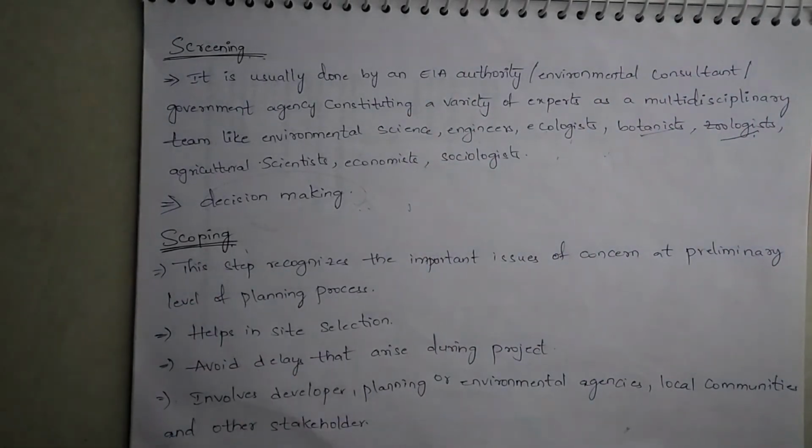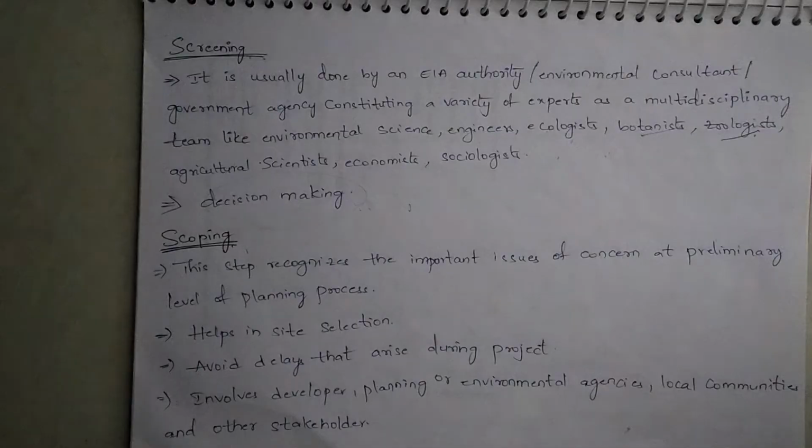Second one is scoping. So what does scoping mean? This step will recognize the important issues of concern at a preliminary level, that means at a basic level, the first level of the planning process. So it helps in the site selection, possible technical options, and it will avoid all kinds of delays. That means all the problems that we face during the project will be avoided by this phase.